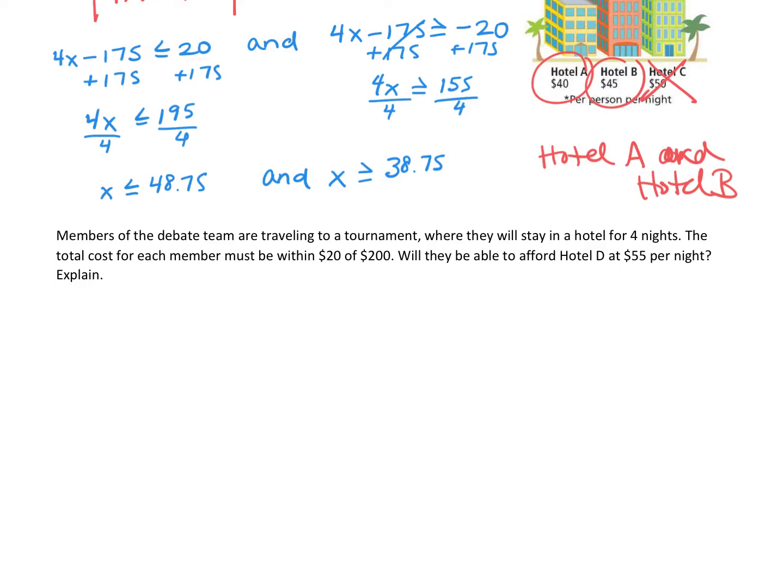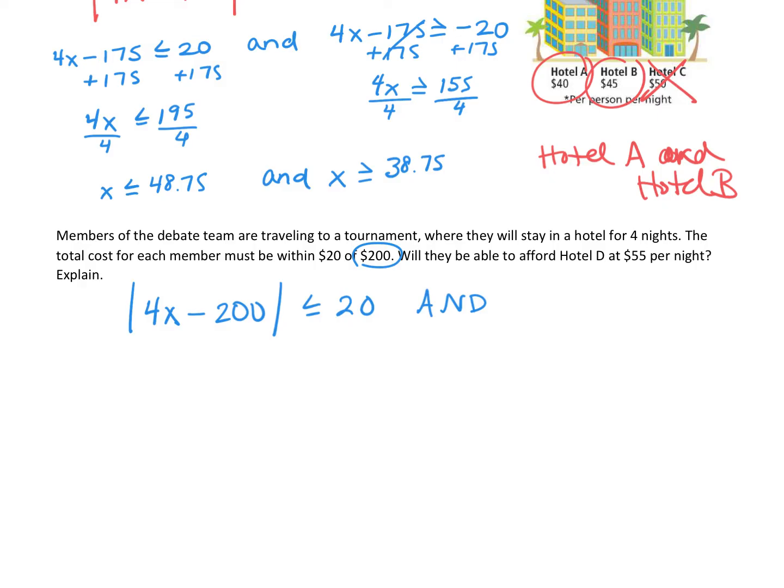The difference between the total cost, which is 4 times the cost of the hotel each night, the difference between that and $200, because we have to be within $20 of $200. So we want that difference to be less than or equal to $20. So we stay within $20 of that. All right, again, absolute value bars, less than. We want that distance to 0 to be less than. That's going to be an and inequality.